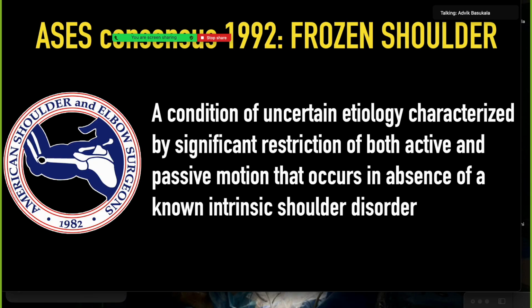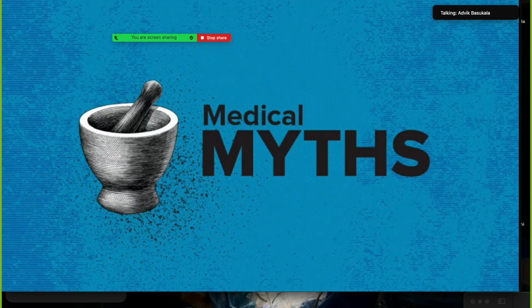The 1992 ASES consensus came very close to the actual pathophysiology. They described it as a condition of uncertain etiology characterized by significant restriction of both active and passive motion that occurs in the absence of a known intrinsic shoulder condition. This is very important: known intrinsic shoulder condition. That means it has to be idiopathic.